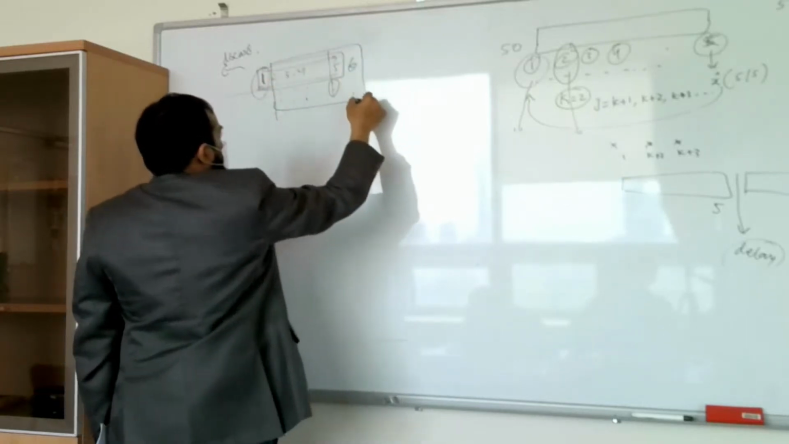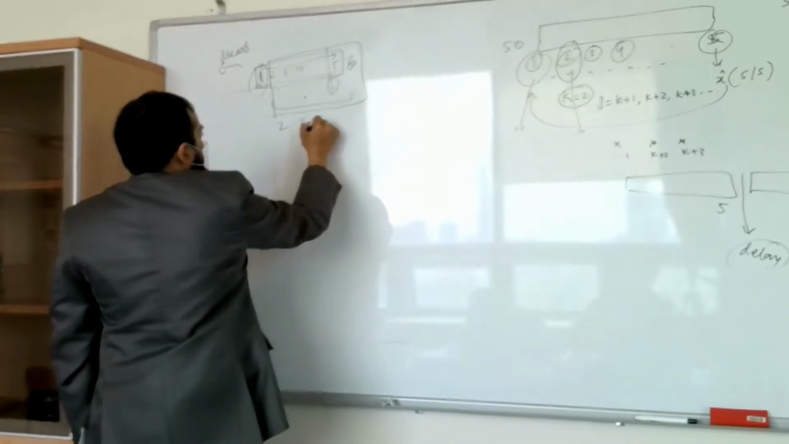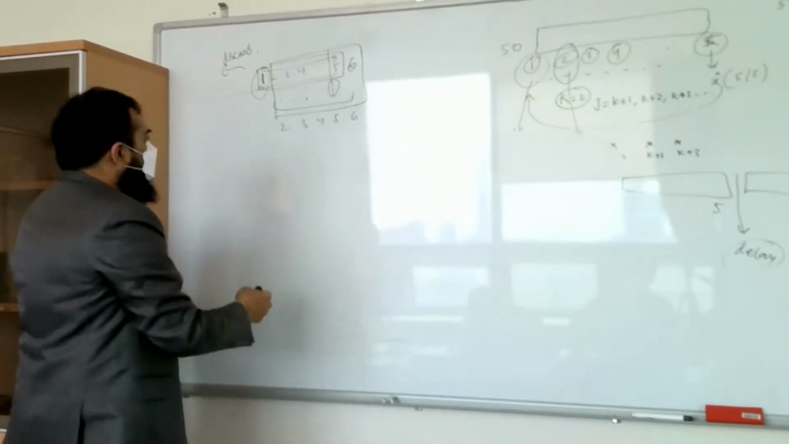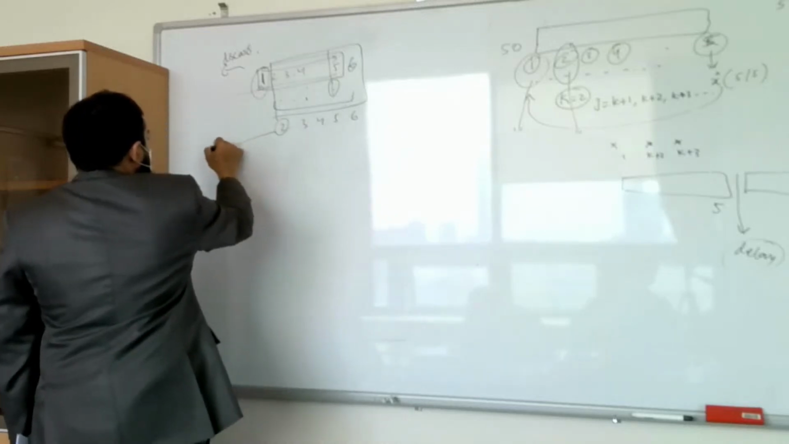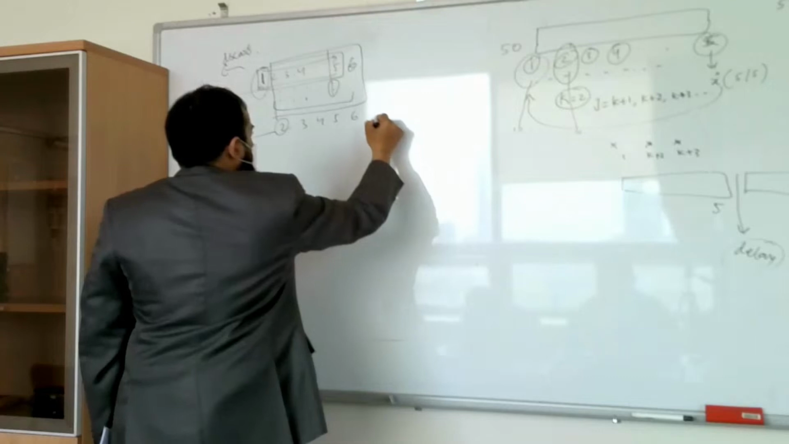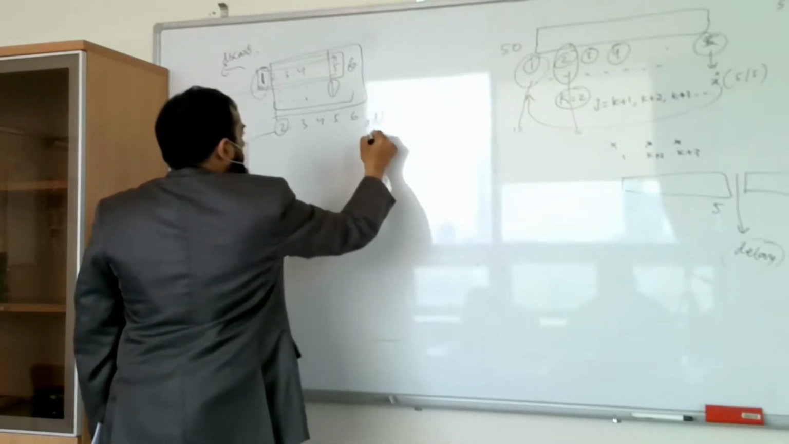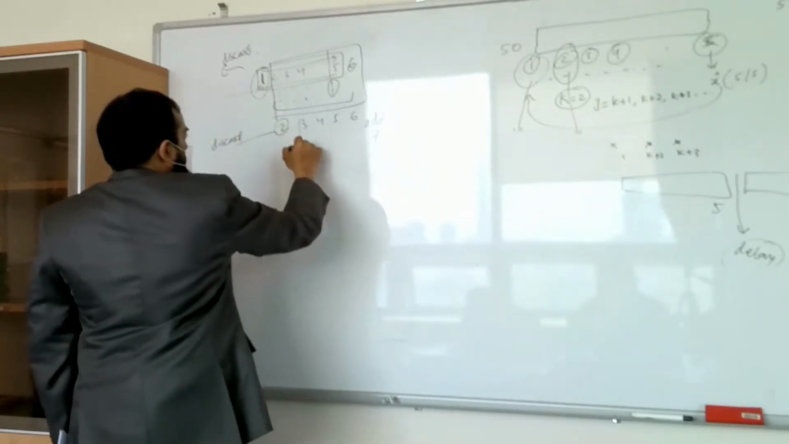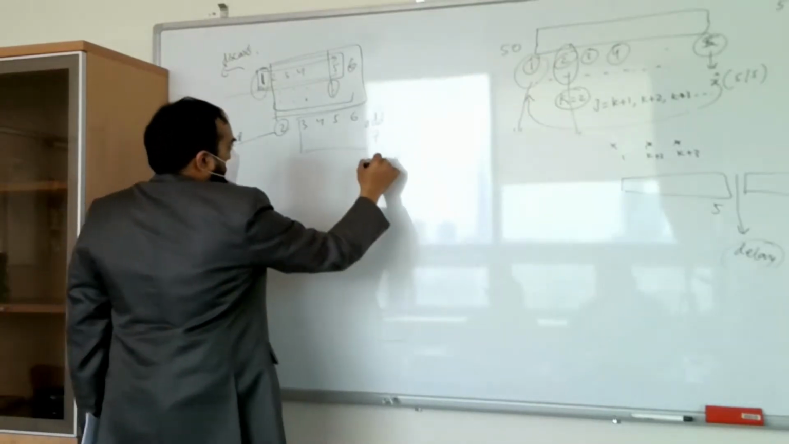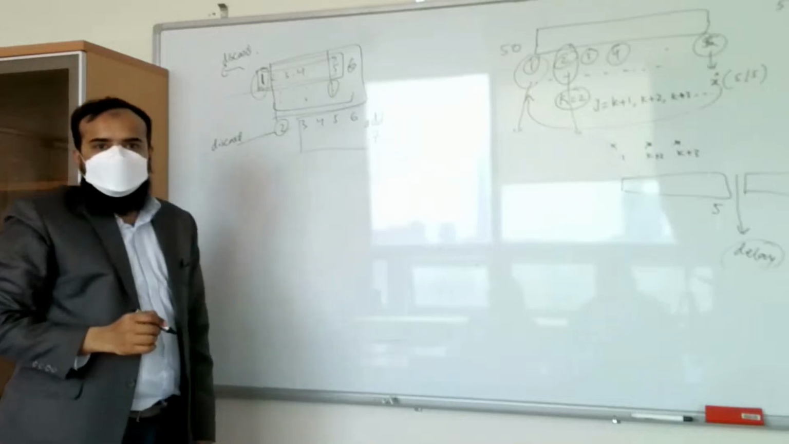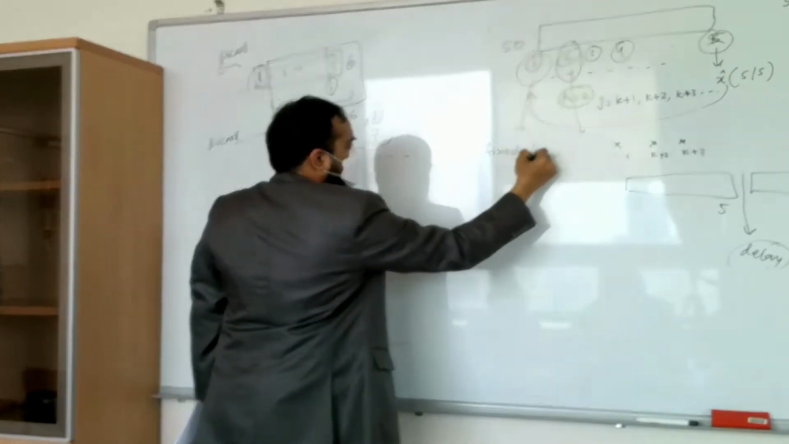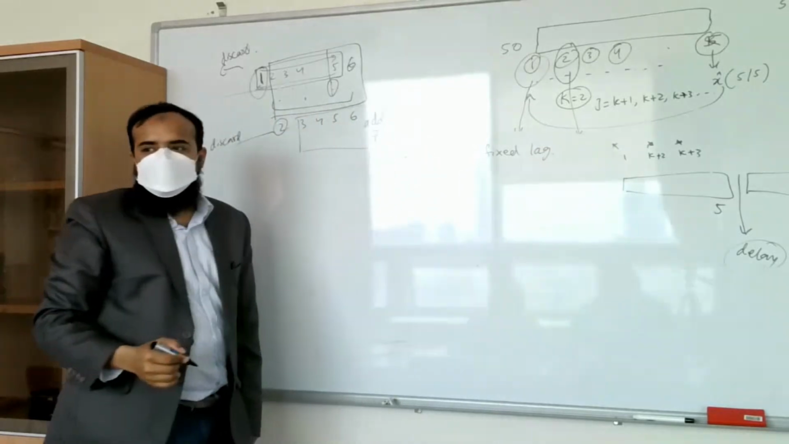is 2, 3, 4, 5, 6. And similarly in the next cycle, remove and add 7. Then again this is a length of 5, and so on. So this is called the fixed lag. Why is this called the fixed lag?